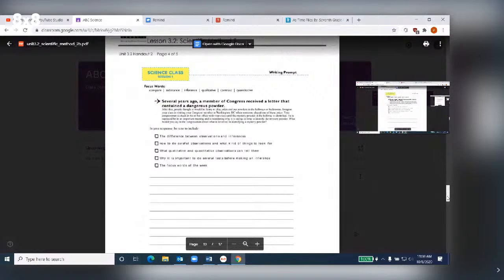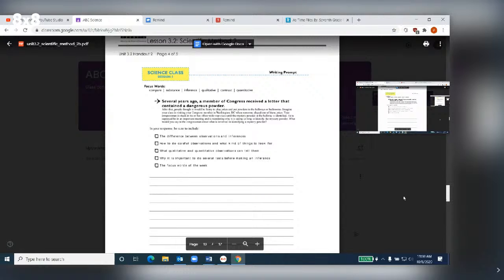So let's look at this. It says, several years ago, a member of Congress received a letter that contained a dangerous powder. After that, people thought it'd be funny to play jokes and put powder in the hallways of bathrooms. Imagine your class is visiting Congresswoman DC when someone played one of these jokes. Your congressman is stuck in his or her office with your class until the mystery powder in the hallway is identified. He is supposed to be in an important meeting and is wondering what's taking so long to identify the mystery powder. What would you say to the Congress about identifying the mystery powder?